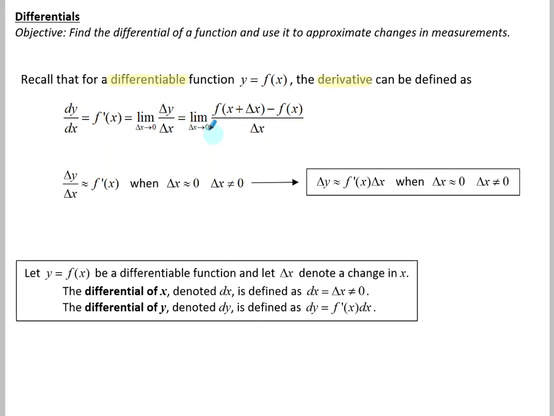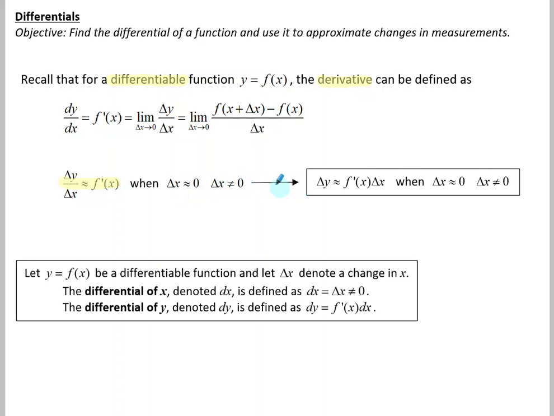which also can be represented as the limit as the change in x goes to 0 of f of x plus delta x minus f of x, that's the change in y, divided by delta x, the change in x. The change in y divided by the change in x can be approximated by f prime of x when the change in x is extremely small, close to 0, but not equal to 0.